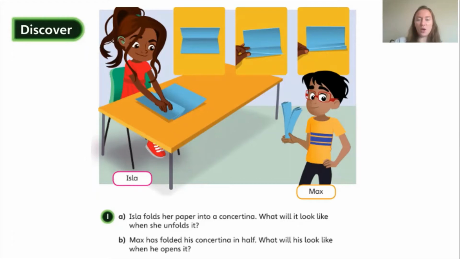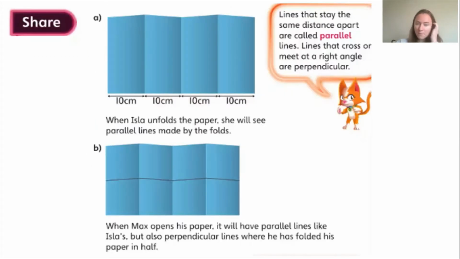So have a think, what will Isla's paper look like when she unfolds it? And what will Max's paper look like when he unfolds it? You could always have a go at this by making a concertina yourself at home. Pause the video now and then come back when you're ready for some answers.